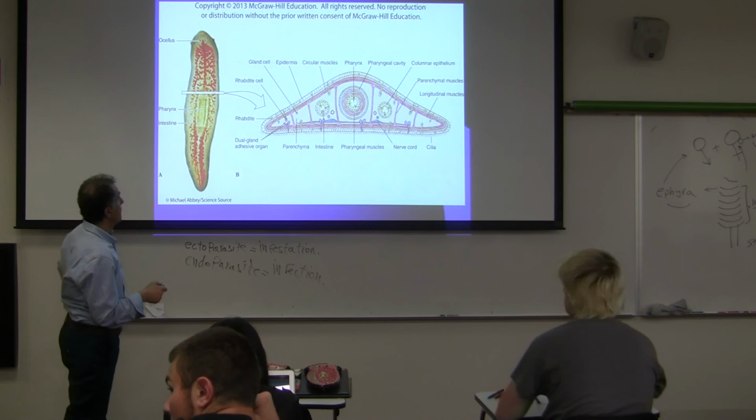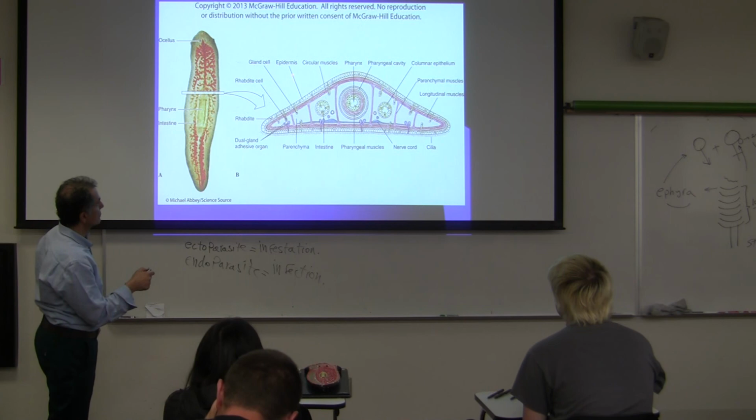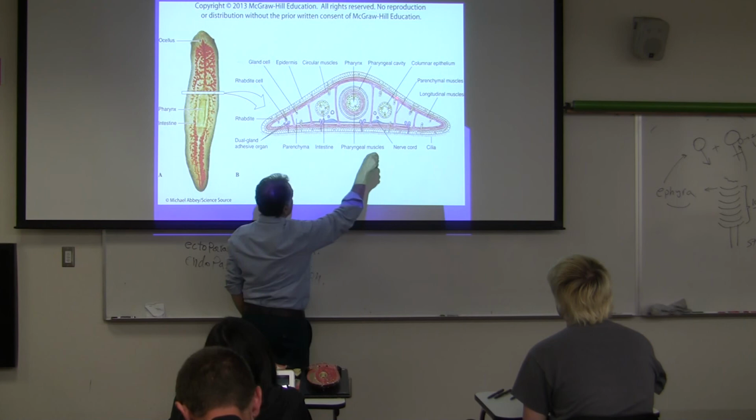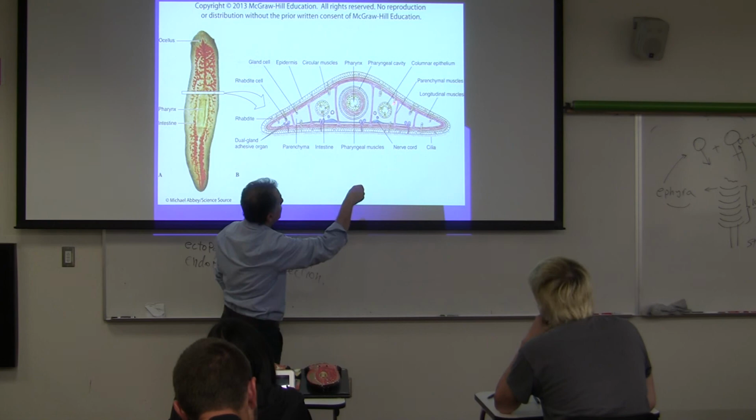Then you have the gland cells. You cannot see these in the lab. All of these, you cannot see them in the lab on the microscope. Epidermis, of course, you can see it. Circular muscles are right under the epidermis, so circular muscles run this way. And then you have the pharynx. There is a space around the pharynx called the pharyngeal cavity, right here. And then what else? Columnar cells, not too crazy. We talked about that. That's your intestine.